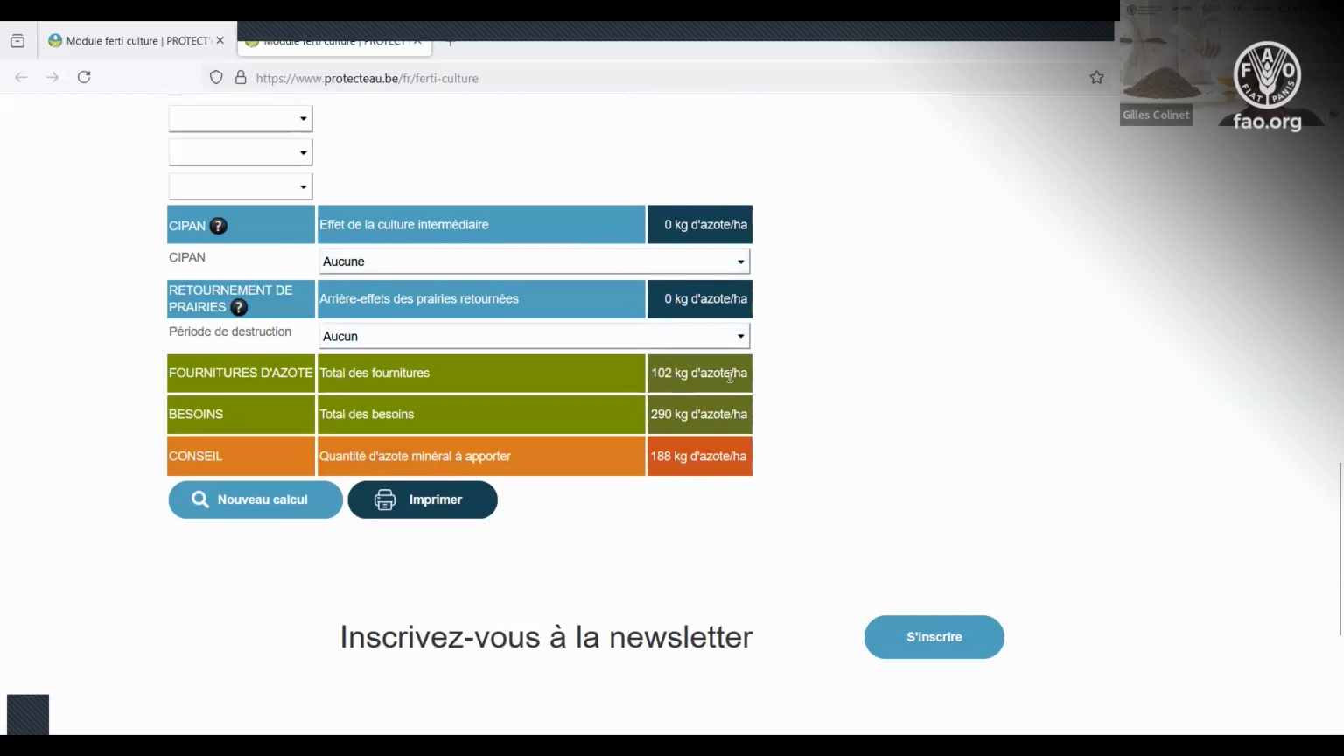So it's 100 kilo. It needs 290 kilo. So the difference, what I need to bring to the soil, is 188 kilograms of nitrogen per hectare. So that's the kind of tools that are rather easy to manipulate. So I will go back to the presentation.